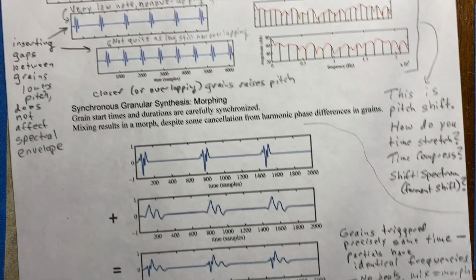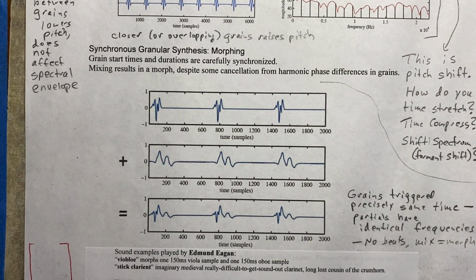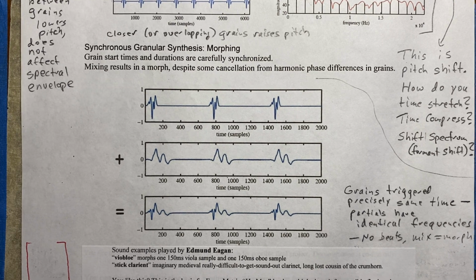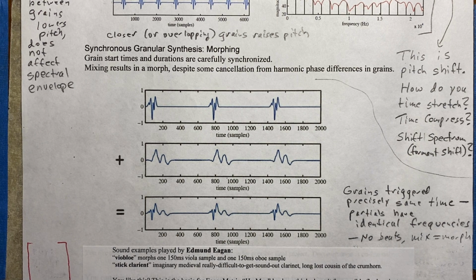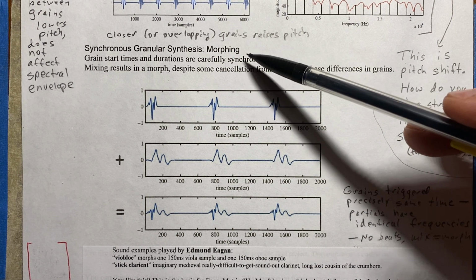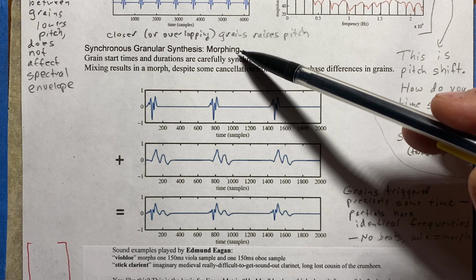So I want to say one other thing about this granular synthesis, which is about morphing, because you already heard some morphing sounds, like the timbre morph sound. You heard the thing that I called plucked ethnic. Here I want to say, with synchronous granular synthesis, what is morphing?